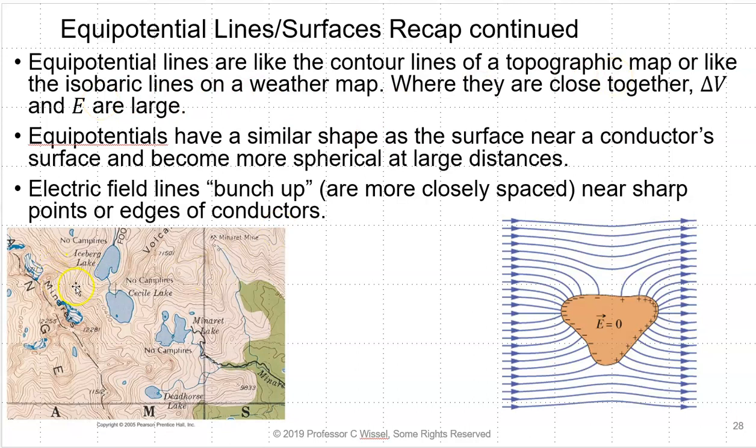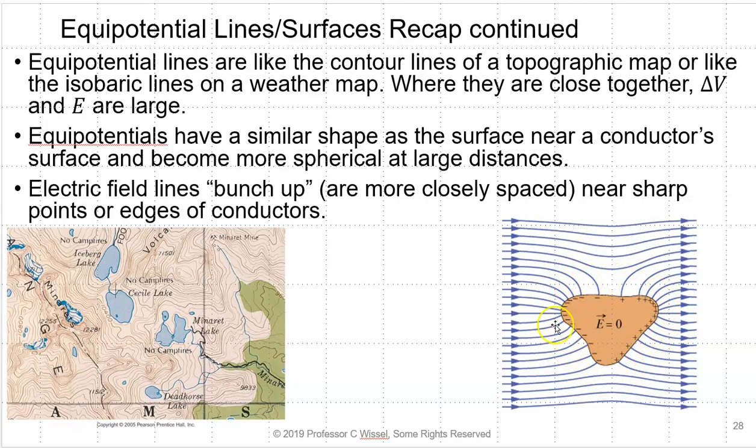Where they are close together, delta V and E are large, so the change of potential is large and the electric field is large. Equipotentials have a similar shape as the surface near the conductor's surface and become more spherical at large distances. Electric field lines bunch up, are closely spaced near sharp points or edges of conductors because the charges bunch up there.